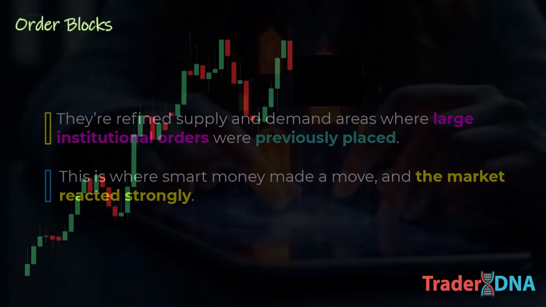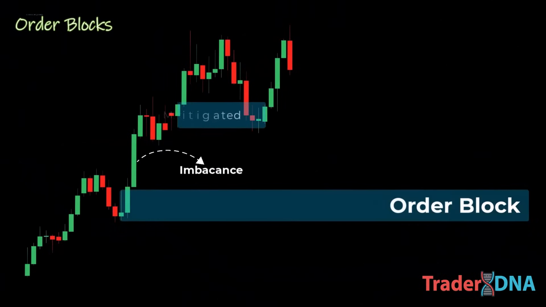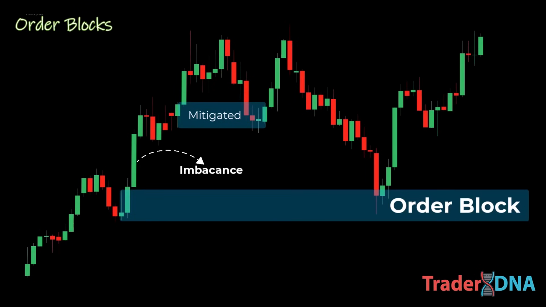Here's the key idea. When price hits these levels, it often gets rejected. And if price returns to that same level later on, there's a high chance it will react again. Why? Because there are likely pending buy or sell orders still sitting there, left behind by institutions who want to scale in or fill more of their positions.